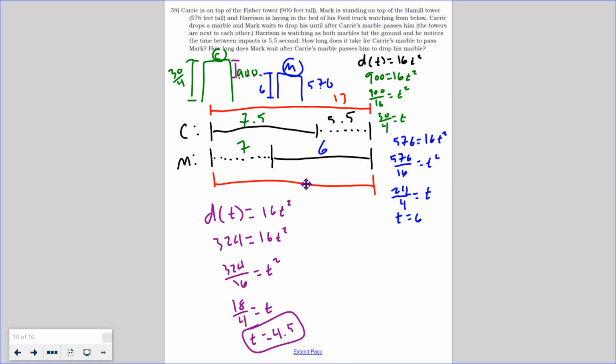Does that make sense, Arjun? Is this purple part, sorry, this part right here, these timetables? This dotted part is when the marble is not dropping. So when Carrie drops her marble, Mark is waiting 7 seconds after Carrie drops hers until he drops his. Make sense? Great. Any other questions about this problem before we move on?